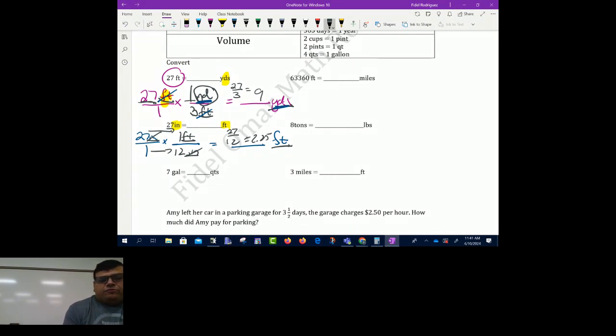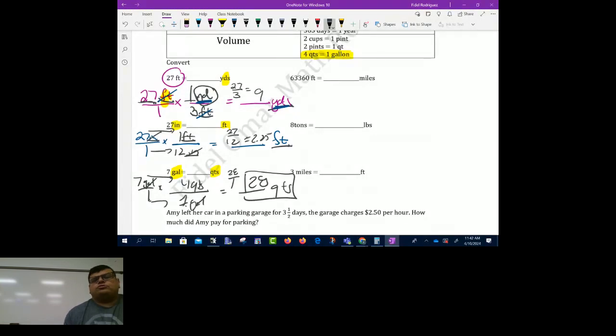All right. Same thing for the next one. 7 gallons over 1 times some fraction is going to be equal to my answer in quarts. Again, I'm looking for a relationship between gallons and quarts. Here we go: 4 quarts is 1 gallon. I want to end up with quarts, so I'm going to put 4 quarts right here, 1 gallon right there. We're going to go straight across. 7 times 4 is 28. 1 times 1 is 1. Those gallons and those gallons will cancel out. 28 divided by 1 is just 28.